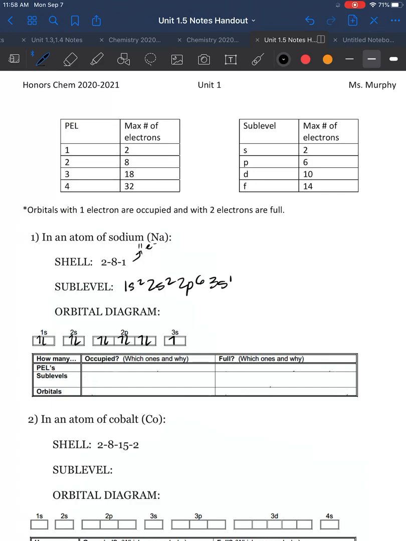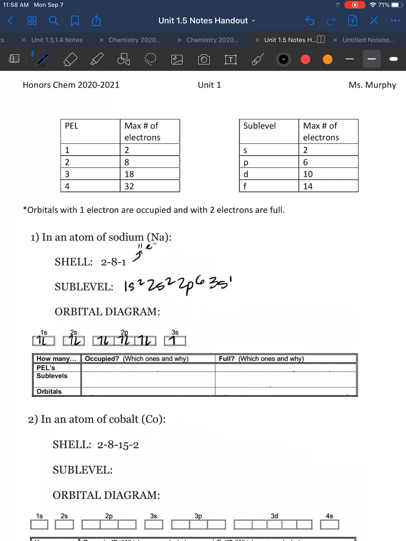So now the goal here is, can we figure out how many of the principal energy levels, sublevels, orbitals are occupied and which ones are full? So try this on your own. I'll go through the principal energy levels here first, but go ahead and pause again to try it on your own.